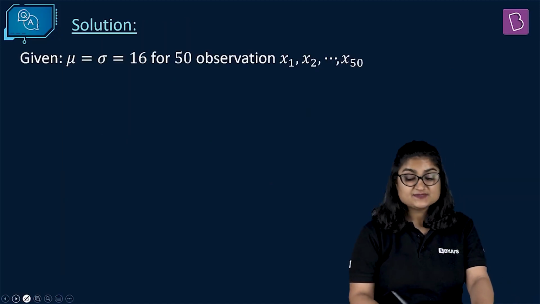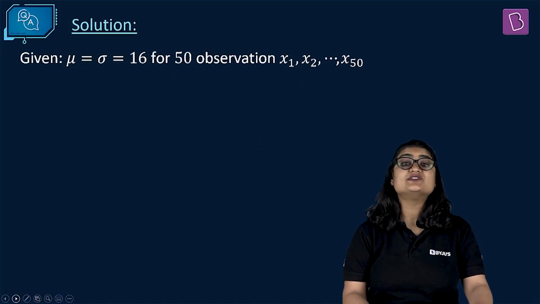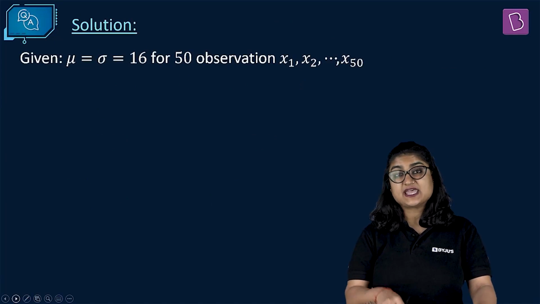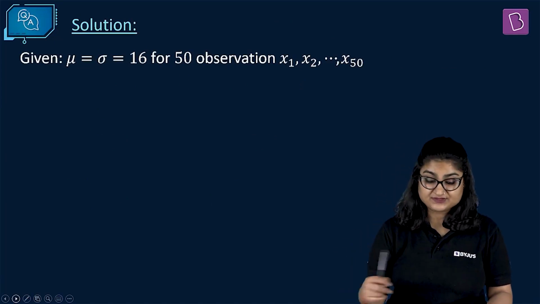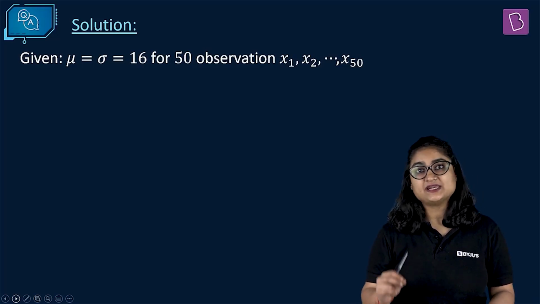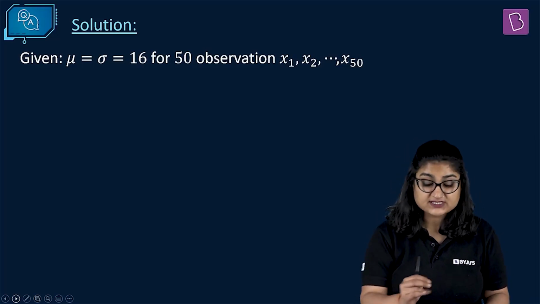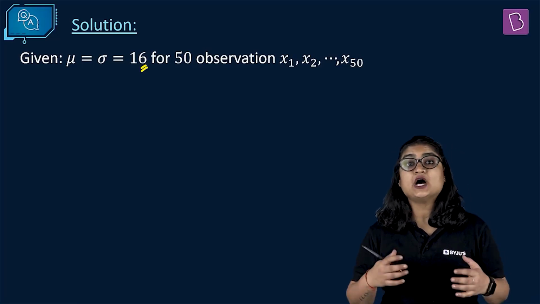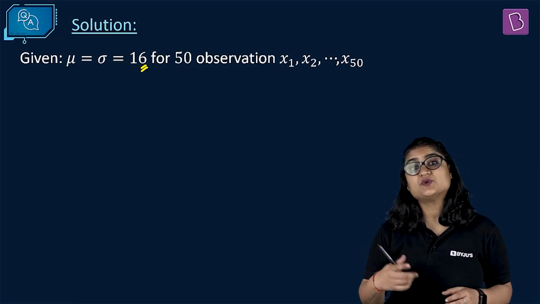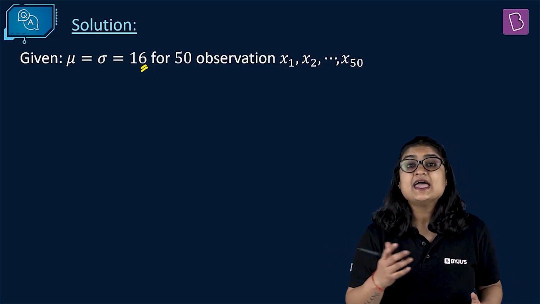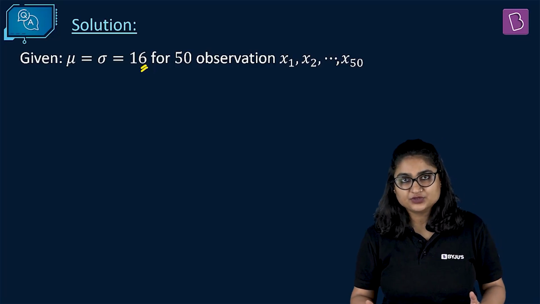All right. So what has been given to us in this question, and what is the agenda of this question? In this question, we have been given 50 observations x1, x2, x3 going till x50, and it has been also given that both mean and standard deviation for these 50 observations is equal to 16. Now the agenda of this question is to find out the mean of the observations x1 minus 4 the whole square, x2 minus 4 the whole square going till x50 minus 4 the whole square.